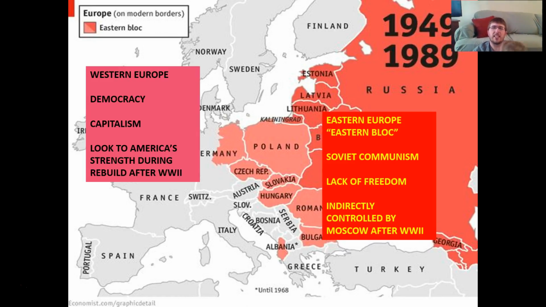Everything's on your screen. Eastern Europe, these places have Soviet communism, a lack of freedom, and are indirectly controlled by Moscow after World War II. They have their own governments, but they only can have a communist party inside of them, and they more or less refer back or are directed back toward Moscow. Now, they also follow a model called central planning.